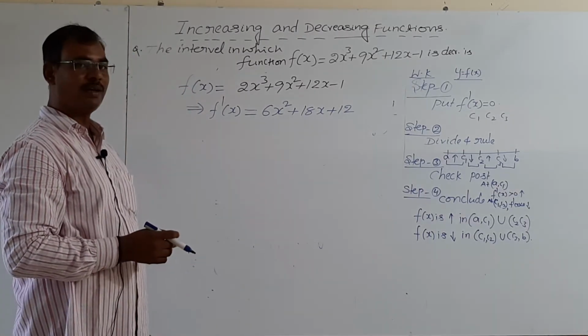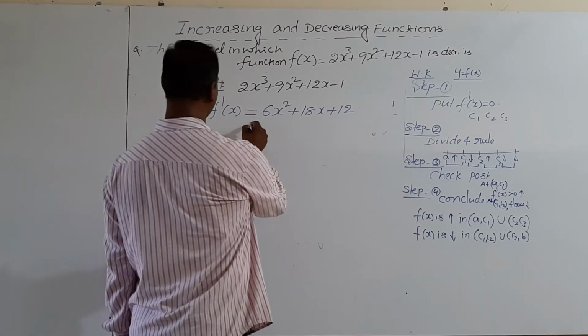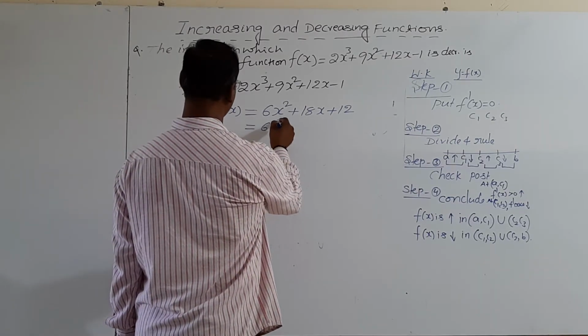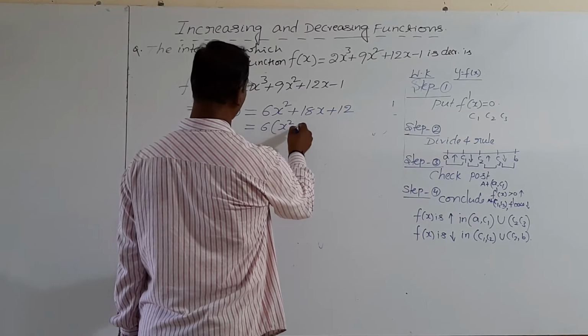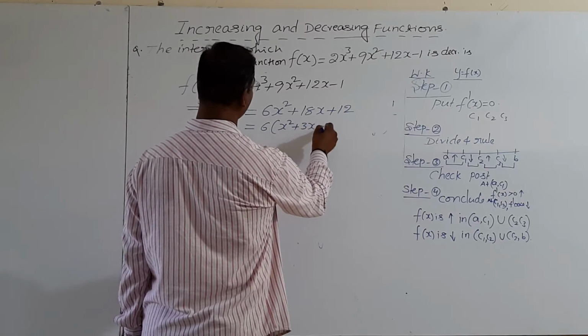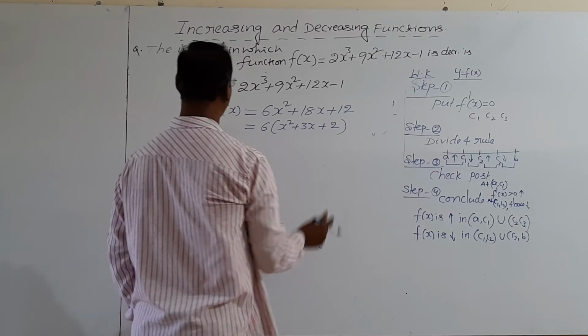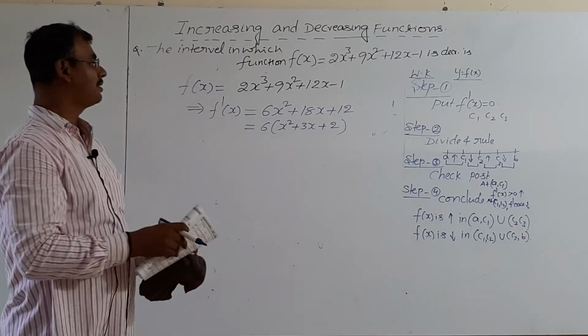Do we have any common term? Yes. Shall we take 6 common: 6 into x square plus 3x plus 2. So we got f dash of x.